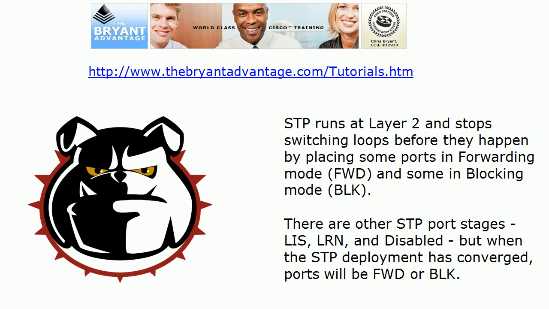STP again runs at layer 2, and what it's going to do is put some ports in forwarding mode, FWD, and some in blocking mode, BLK. And that's how it actually works to prevent switching loops. There are other STP port stages or states that you need to be aware of: listening, learning, and disabled. And I'm going to show you those on live equipment in a moment, 2 out of the 3 anyway. But when the STP deployment has converged and your network is stable, the ports are either going to be in forwarding mode or in blocking mode. Listening and learning, those are temporary stages. We do not want our ports to stay there.